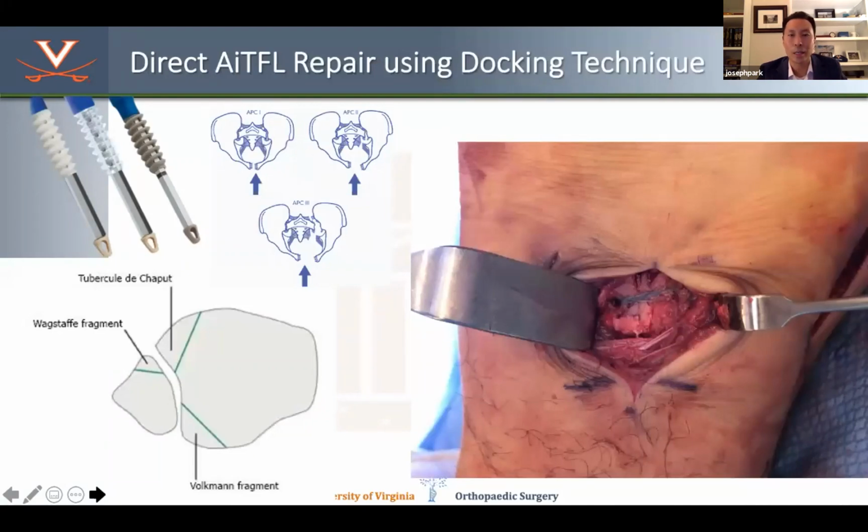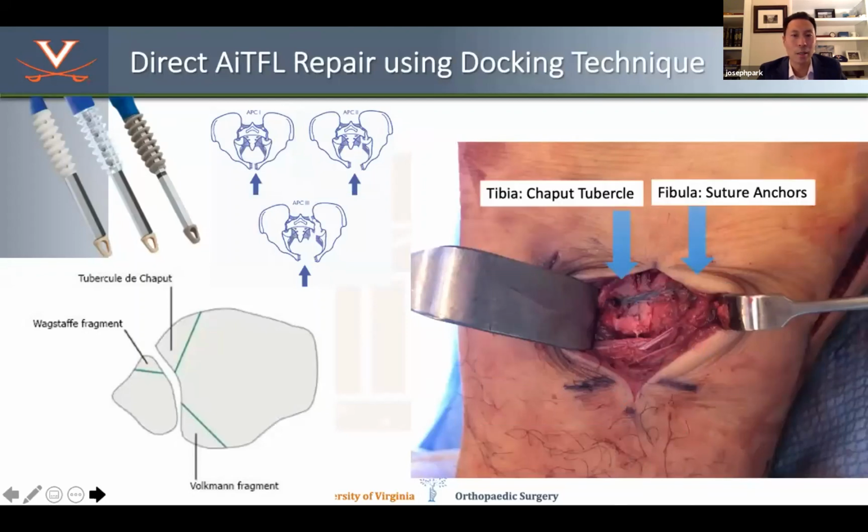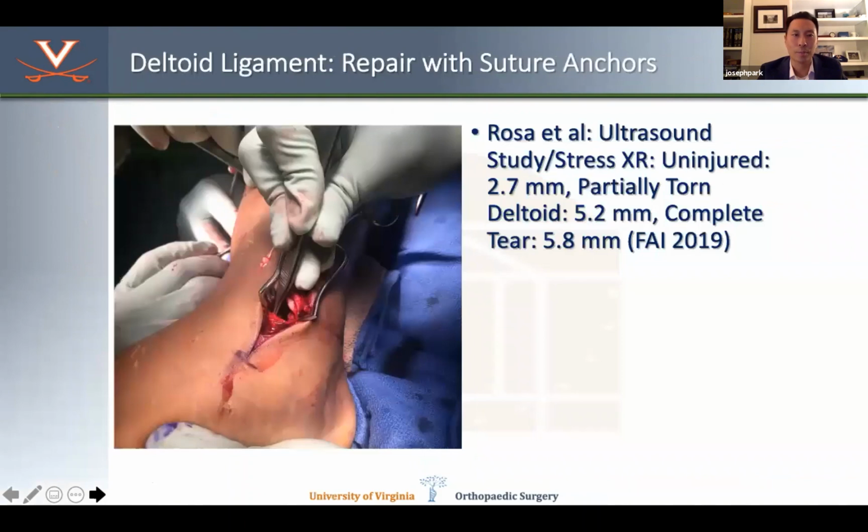I use a docking technique. So I take suture anchors in the fibula and I dock them into the tibia at the Chopart tubercle. And you can see there on that lower left-hand picture, if you imagine that the posterior ligaments are intact, my theory is in order to control external rotation, you can just compress at the anterior aspect of that syndesmosis and you can prevent external rotation.